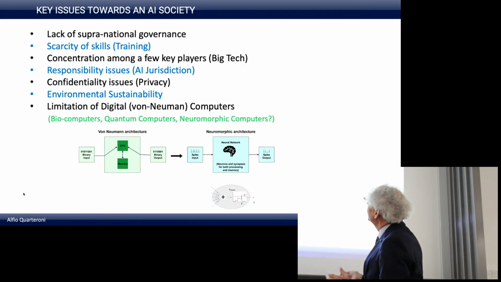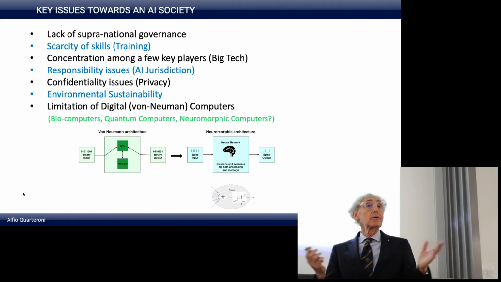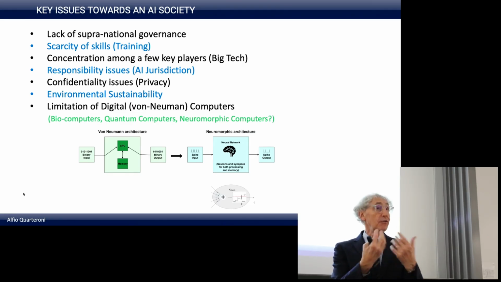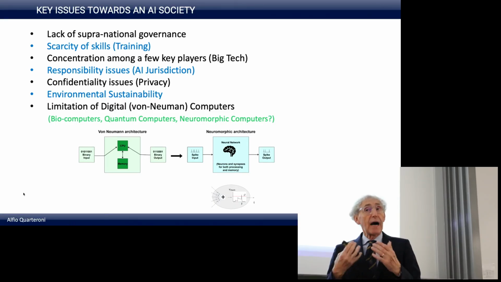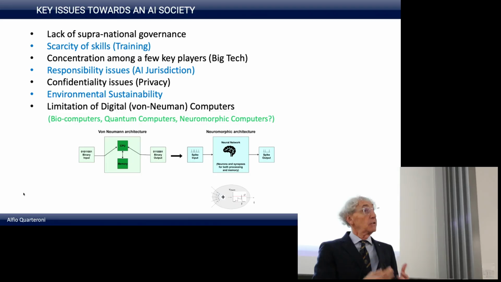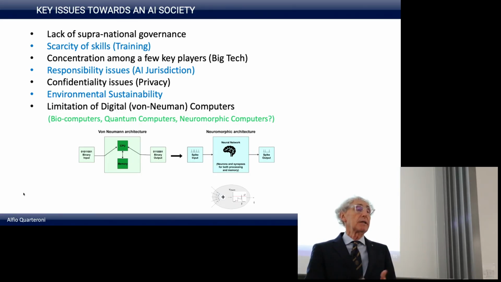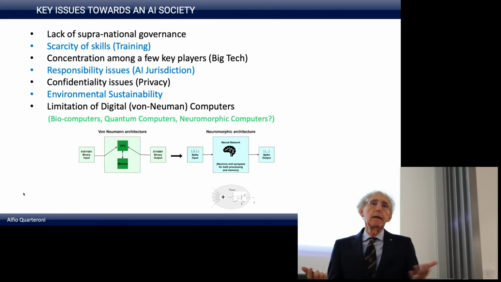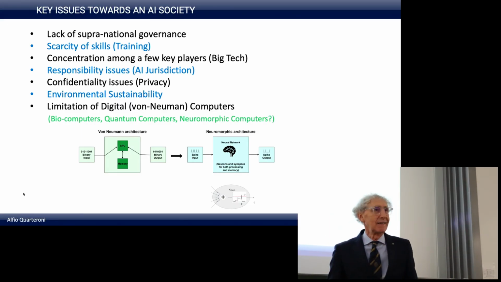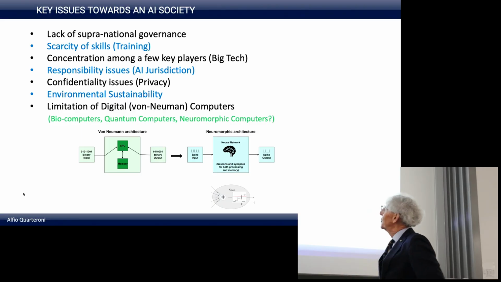We have a concentration among a few key players, the big tech, those like Microsoft, Amazon, Meta, Google, OpenAI, who have data, right? And data is the most important fuel for those types of algorithms, because those algorithms are not based on theoretical knowledge, they're based on experience, on data. So there's a big concentration, and of course those companies have their own agenda, their own interest, which is not necessarily the interest of society at large.